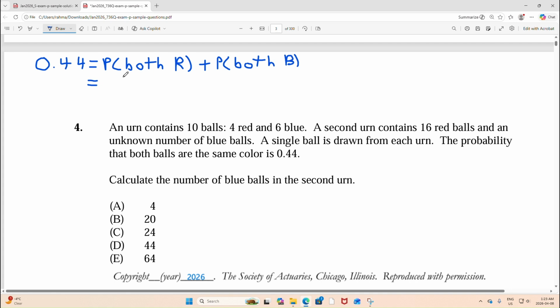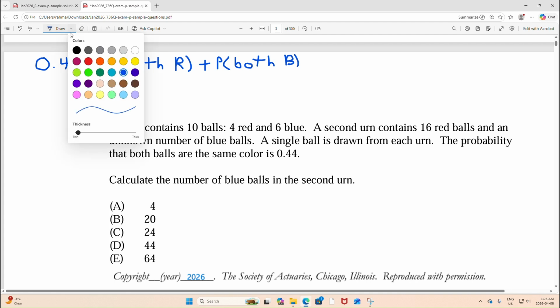So, remember, we're not taking the first ball and putting it in the second urn and then drawing from that second urn. No, we're just drawing individually from the first urn and the second urn. So regardless of what we get from the first urn, it will not affect what happens with the second urn.